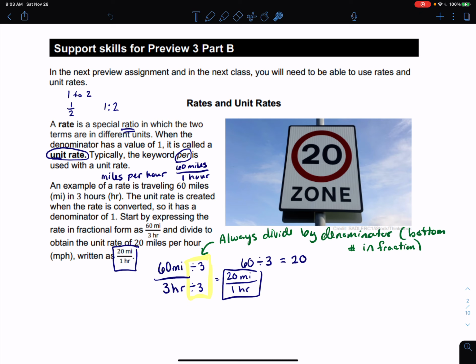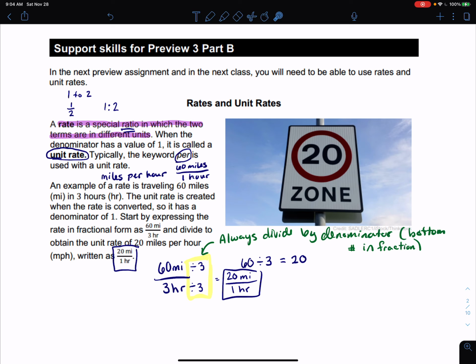So when the denominator has a value of 1, it is called a unit rate. So remember, that denominator is the number in the bottom of a fraction. So typically the keyword per is used with a unit rate. So for example, if we're thinking about miles per hour, we could think of it as 60 miles per 1 hour. So an example of a rate is traveling 60 miles in 3 hours.